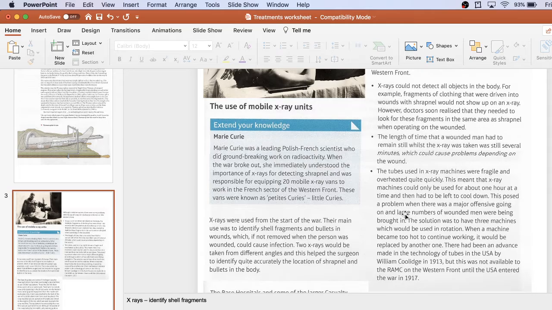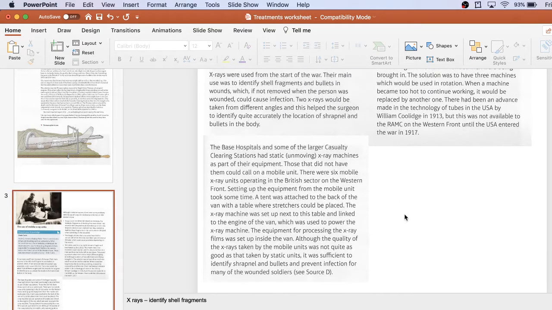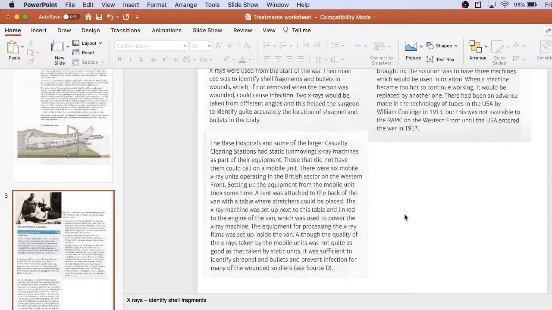We only really see developments in 1917 when the USA enters the war. We see that the base hospitals are the ones who have the X-rays, but the larger casualty clearing stations also do. And we see the development of mobile X-rays. And while this isn't completely ideal, because it took some time, it did allow things to be closer to the front line, in that they can see things a lot more quickly, therefore remove things, identify the shrapnel and bullets as quick as they can, therefore reducing infection.